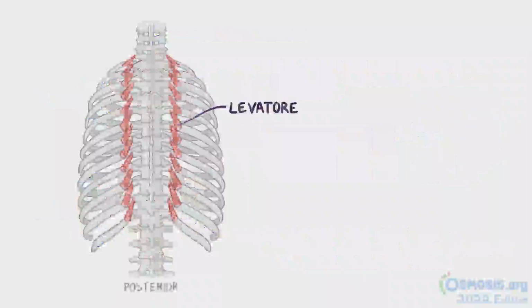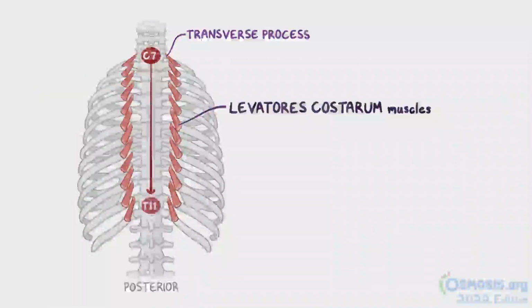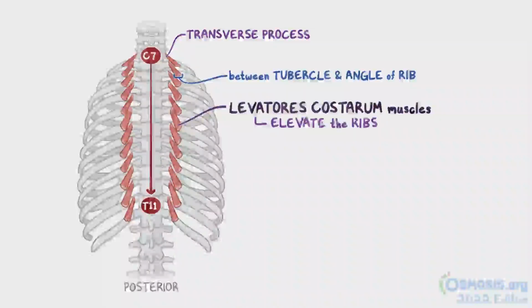Next, the levatores costarum muscles are 12 triangle-shaped muscles with a proximal attachment to the transverse processes of C7 through T11 vertebrae and distal attachments to subadjacent ribs between the tubercle and the angle of that rib. Their main action is to elevate the ribs.